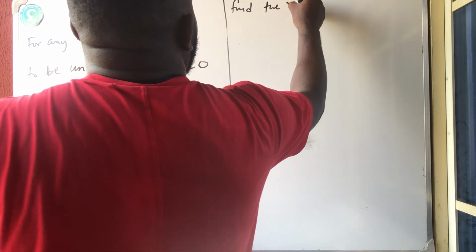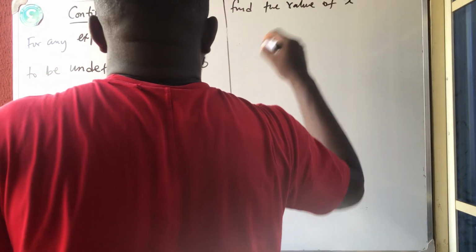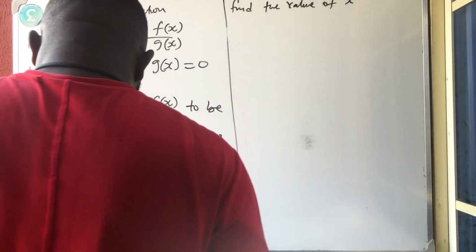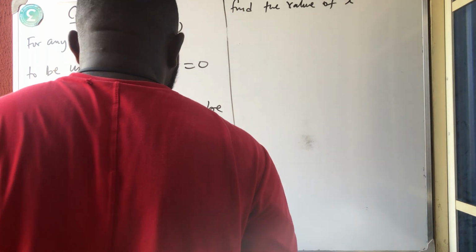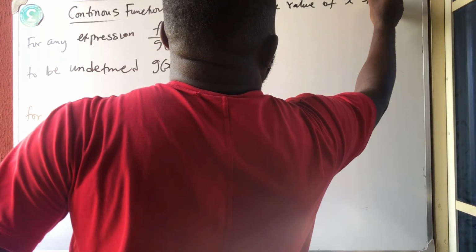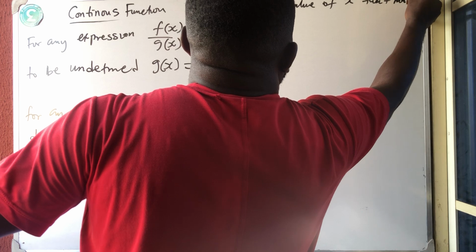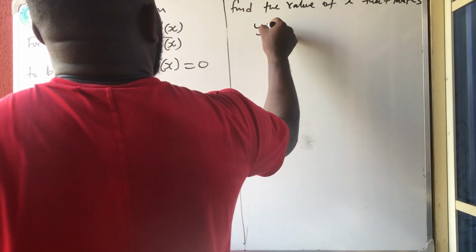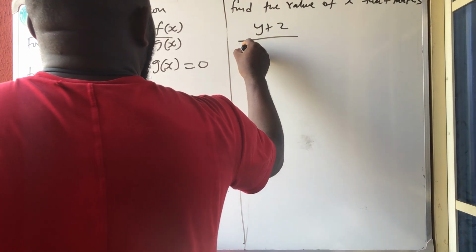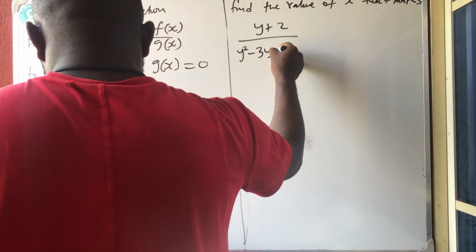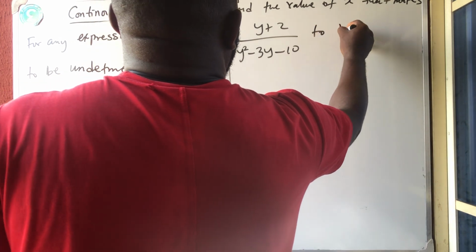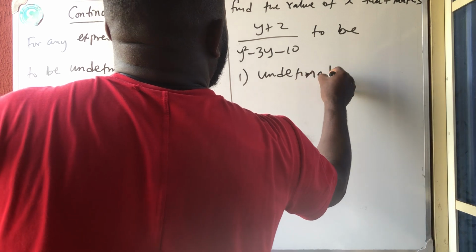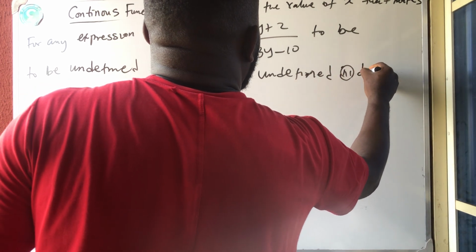So okay, then I say find the value of x that makes y plus 2 all over y squared minus 3y minus 10 to be undefined, discontinuous.